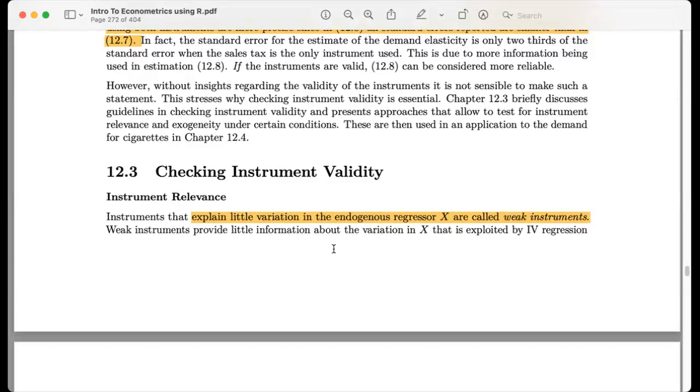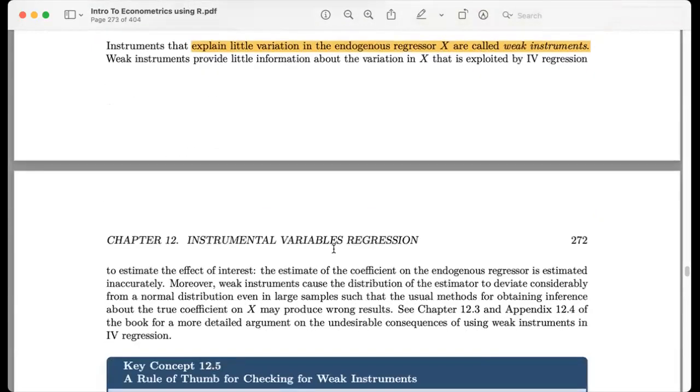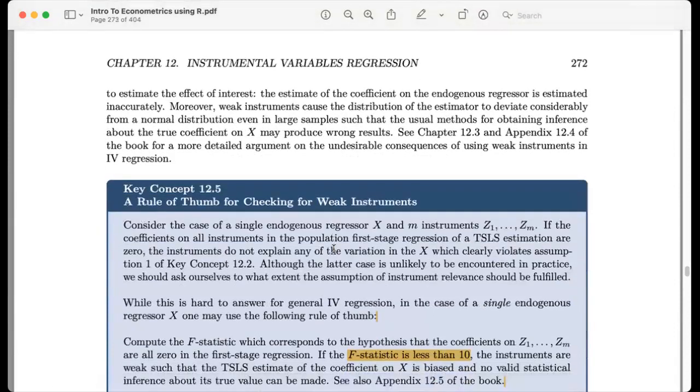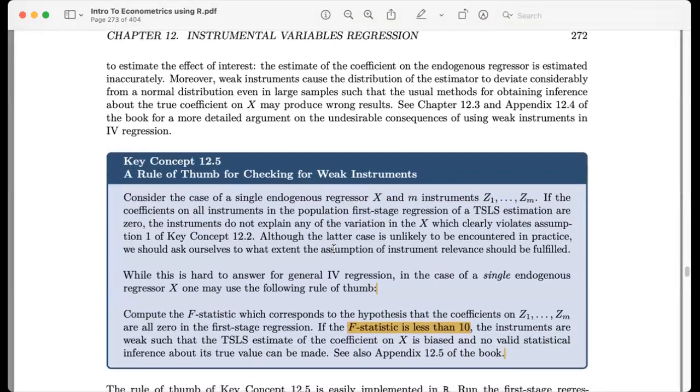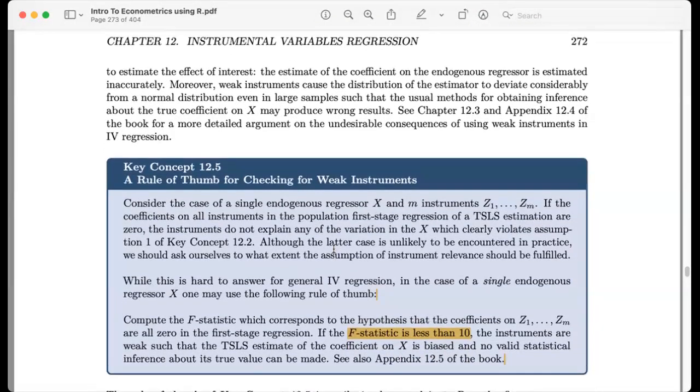Instruments that explain little variation in the endogenous variable X are called weak instruments. Like you mentioned previously, we could use a correlation matrix and see the correlation. If it's very low, those types of instruments are called weak instruments. So how do we deal with weak instruments? If we find an instrument, but the correlation between the instrument and the endogenous regressor is very low.